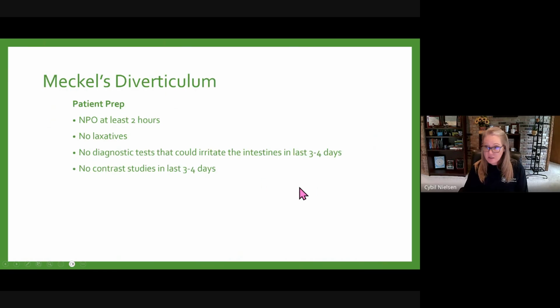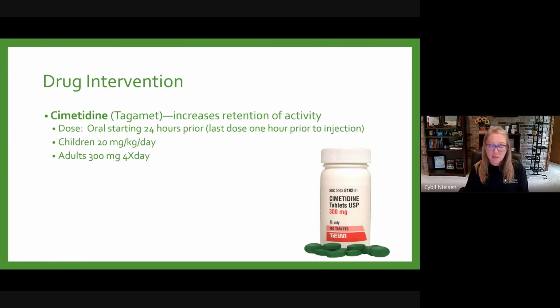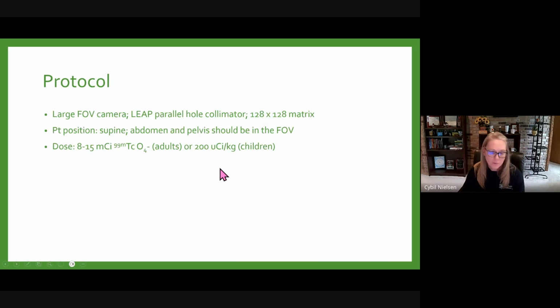So since it's a stomach, basically, we're going to give straight tech. And straight tech is going to go to the stomach as well as the Meckel's diverticulum. We can give cimetidine. Cimetidine is like an acid reducer, and cimetidine is going to prevent the Tec sulfur colloid from secreting outside of the gastric mucosa, so it makes it more sensitive, makes it stick in there longer. Super easy scan, no prep.